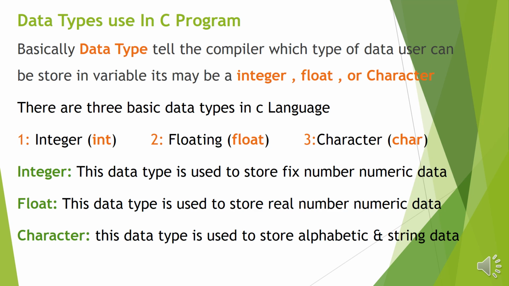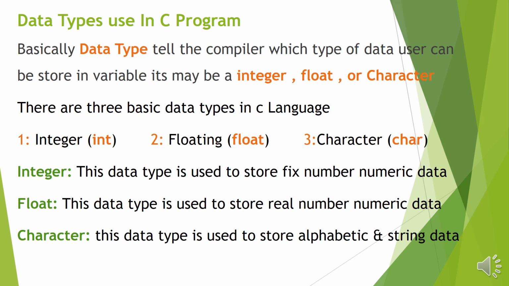Integer data type. This data type is used to store fixed numeric data. For example, number of boys, number of chairs in a classroom, number of cars in a house. So it is fixed data, not point data. So when we store any fixed number of data in a program, we must declare the variable with its data type, that is integer. Float. This data type is used to store real numbers. It means numeric numbers, real data, that is, point data, data with a decimal point.